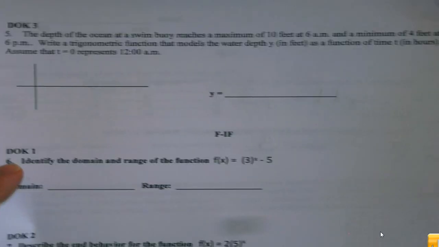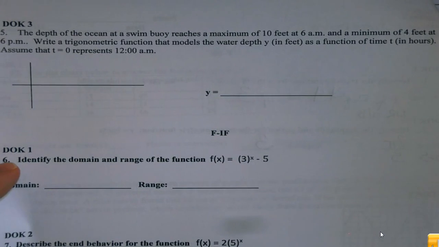All right. The depth of the ocean at a swim buoy reaches a maximum of 10 feet at 6 a.m. and a minimum of 4 feet at 6 p.m. Write a trig function that models the water depth as a function of time t. Assume that t equals 0 represents 12 a.m. Okay, this is going to be a 4-point question.